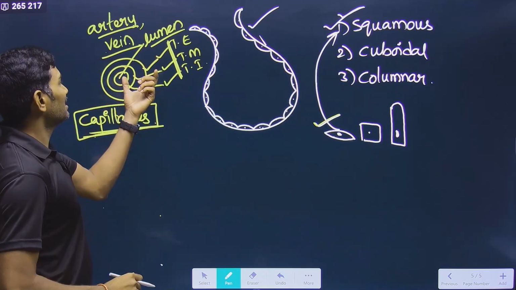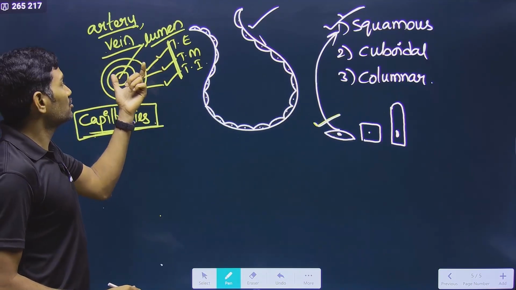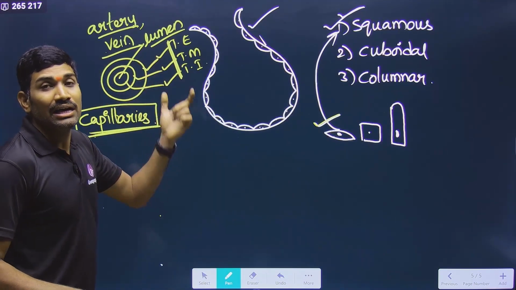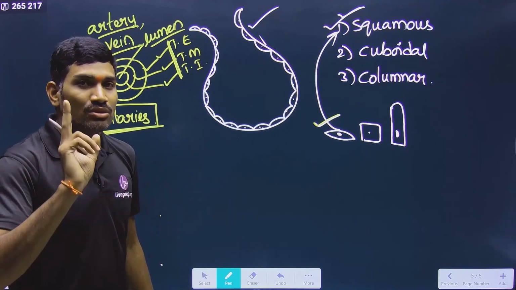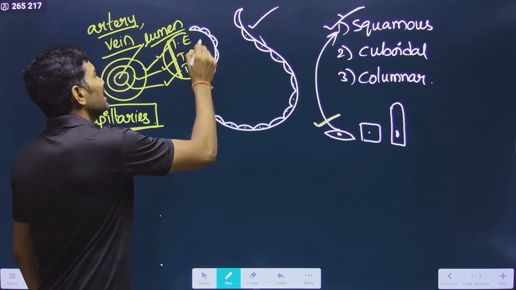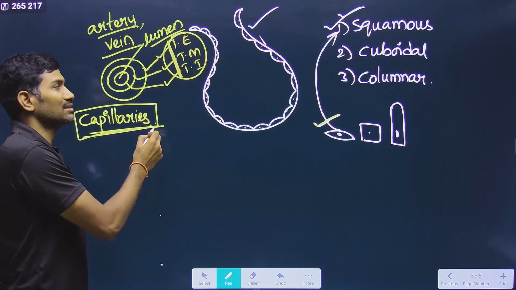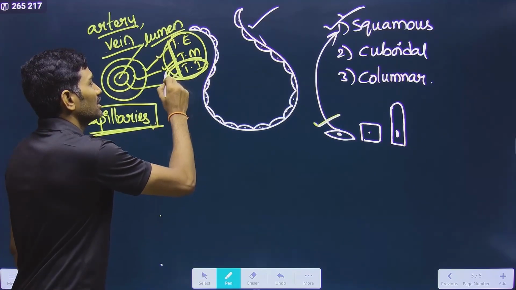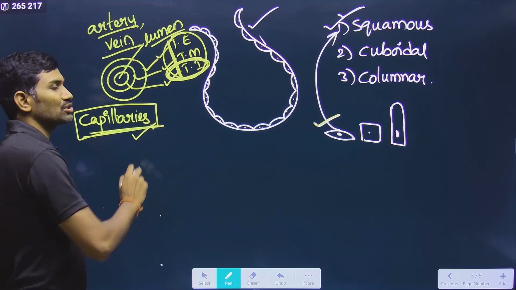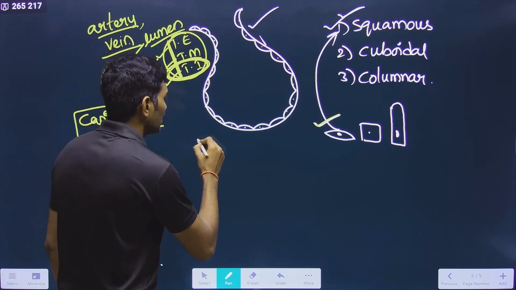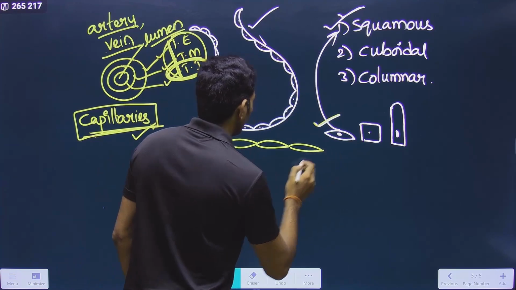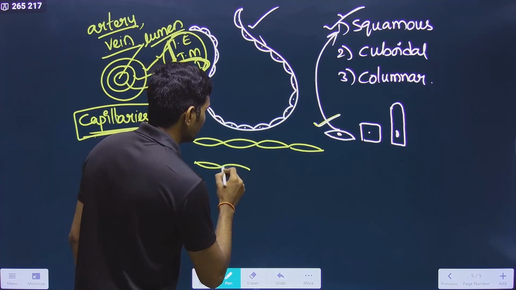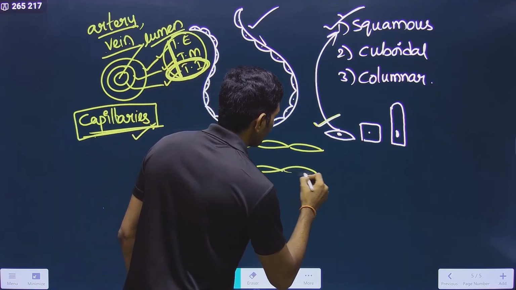If these many layers are there, what happens? The thickness of the wall will be more. If the thickness of the wall is more, diffusion will be very, very less. So that's why these many layers are not present in capillaries. In the case of capillaries, what is present? Only the innermost layer is present. What is this innermost layer? The innermost layer is again simple squamous epithelium.